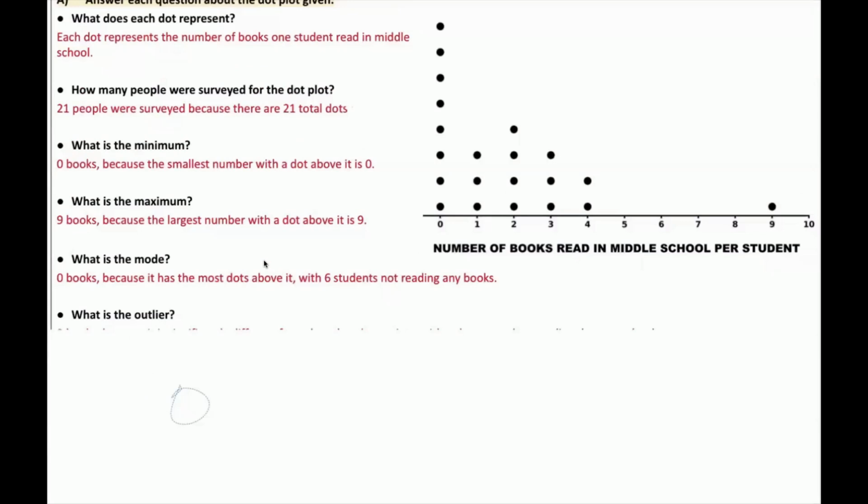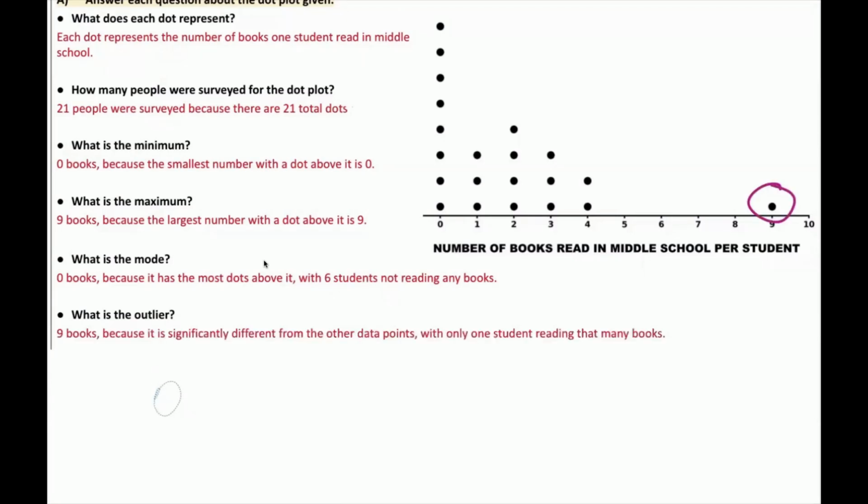What is the outlier? Oh, the poor outlier who's all by themselves at lunch. Number 9, it's the data that's far away from the other data. Sometimes there might not be an outlier. With symmetrical data, you usually won't see an outlier.